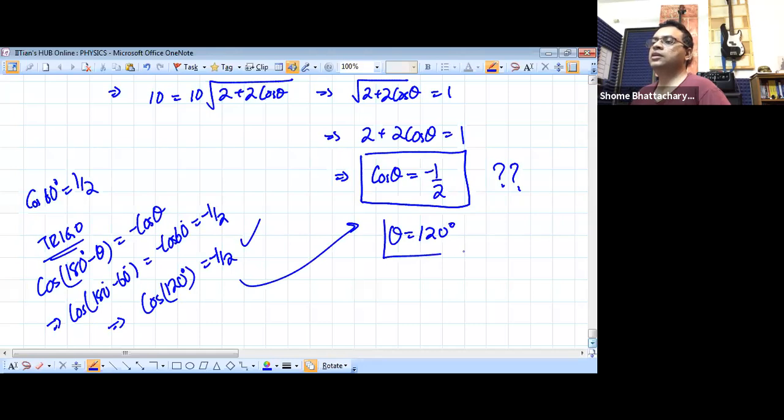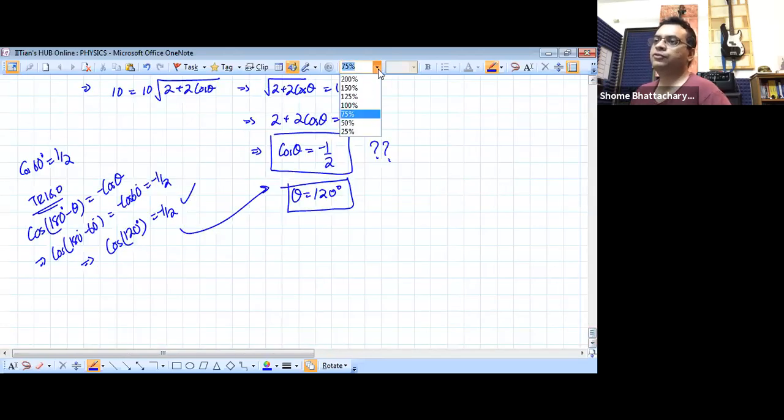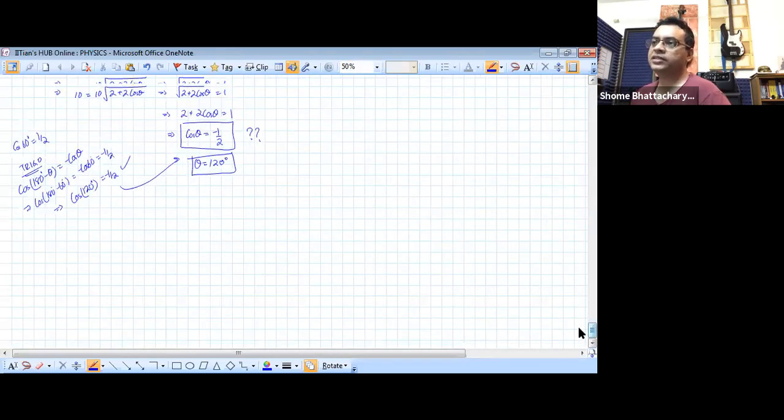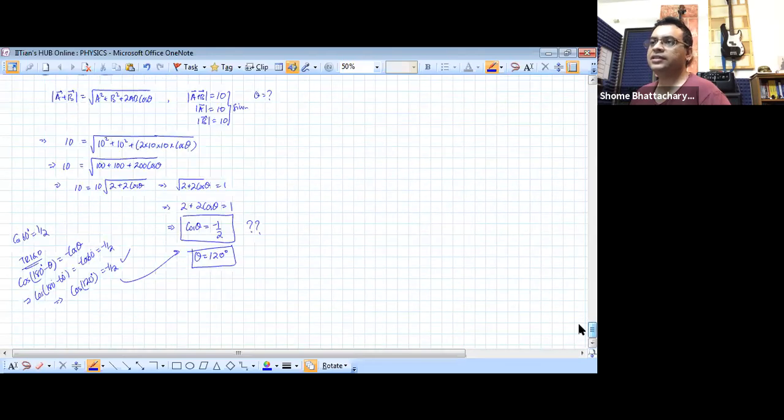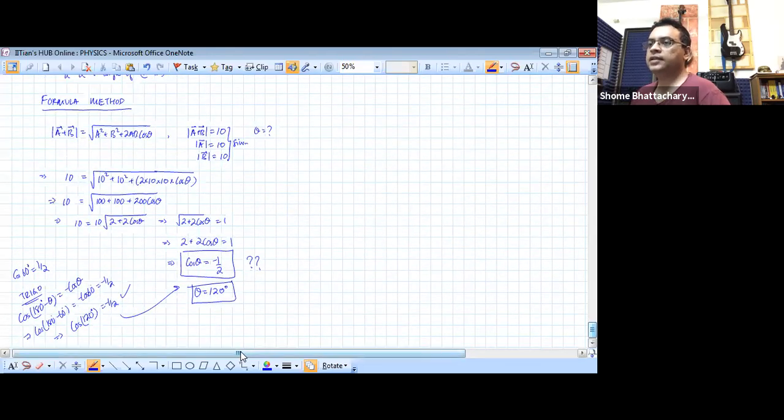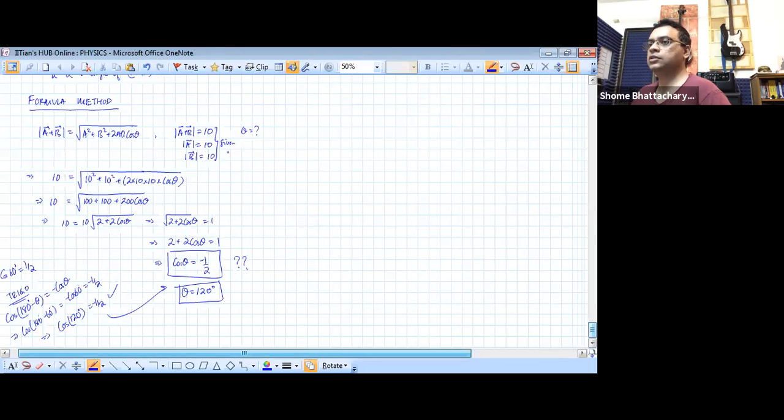Okay. But admittedly, I have not discussed this case with you yet. In fact, that is going to be something that we'll discuss in the last part of the lecture today. But there is a way around this. Even if you don't know that cos 120 is minus half, or the second quadrant formula that cos of 180 minus theta is minus cos theta, even then, there is a method of solving this. And that method is the geometrical solution.